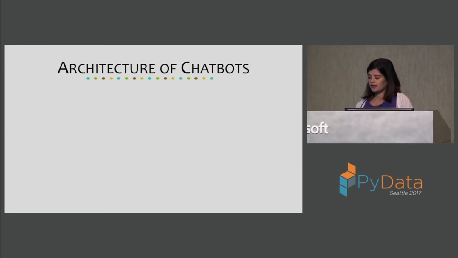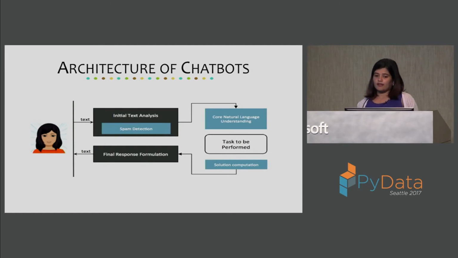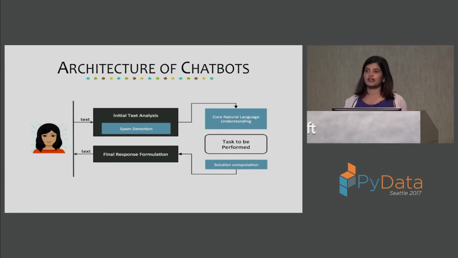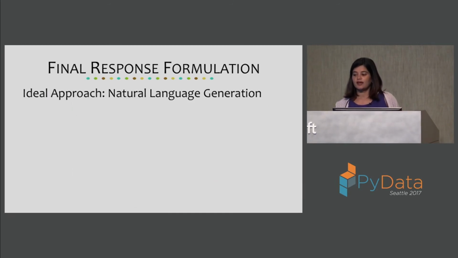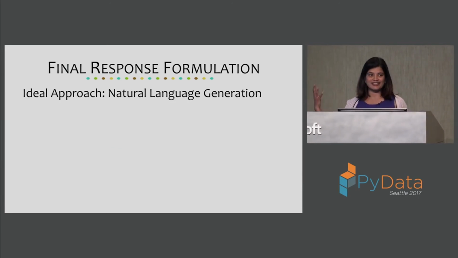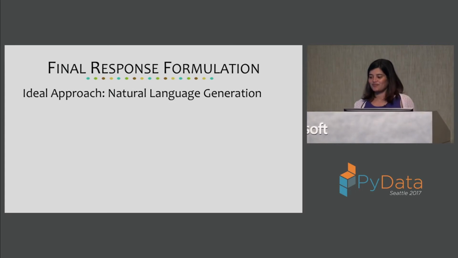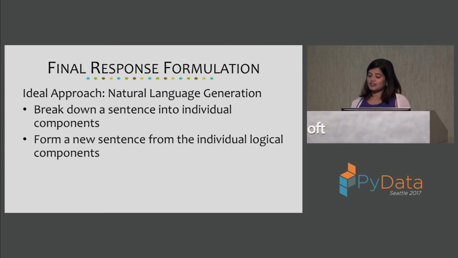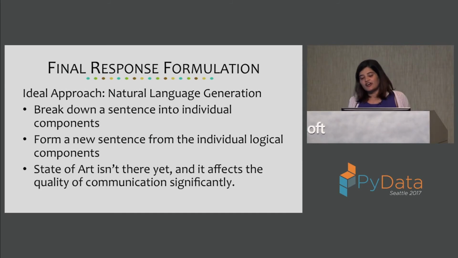And finally, coming back to the architecture of the chatbot, we talked about all of these, and the last one. Once you know what needs to be done, how do you present a response back to the user? That's an important question. The ideal approach is, well, you generate this beautiful text that the chatbot automatically creates, and you present it to the user. And so you break down the sentence into individual components, form a new sentence that's syntactically correct. But state of art isn't there yet.